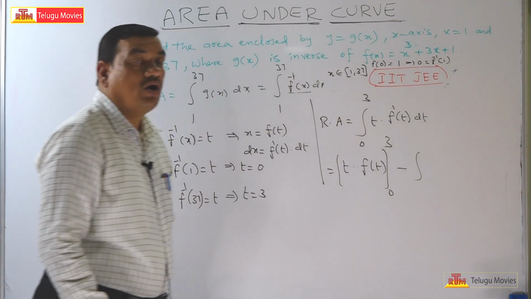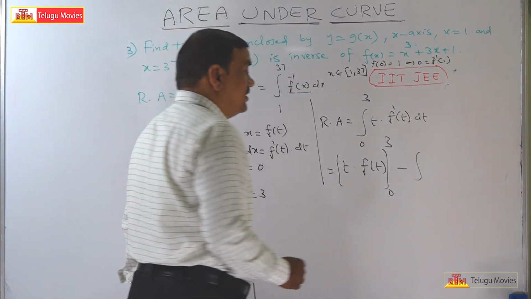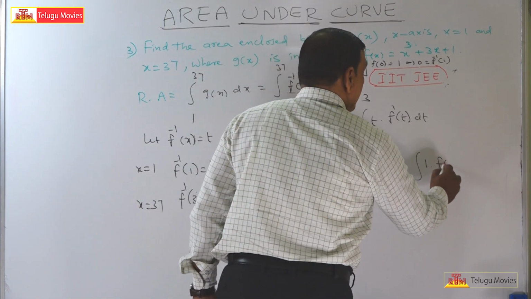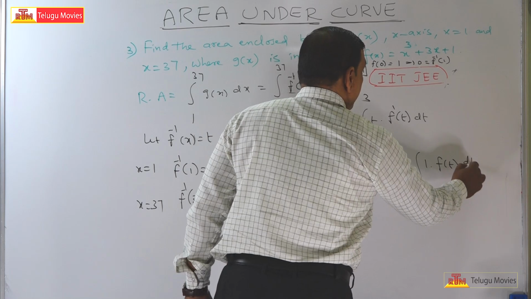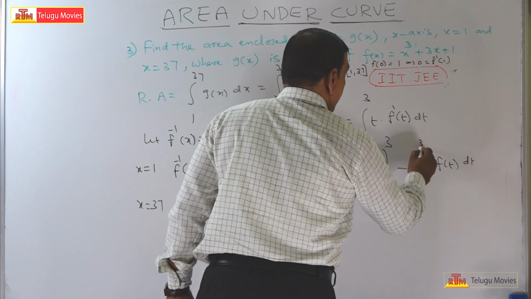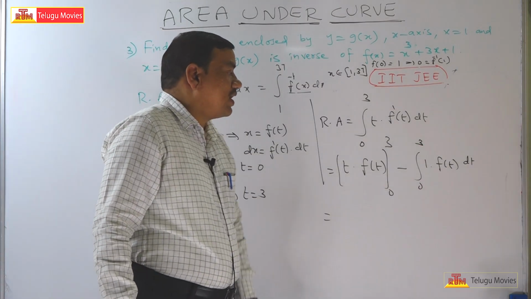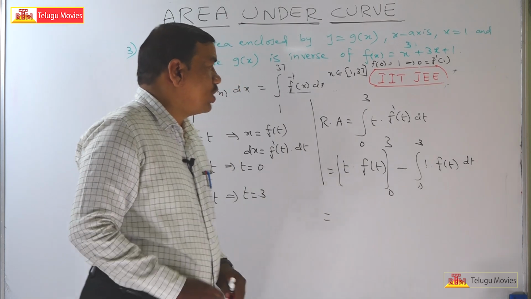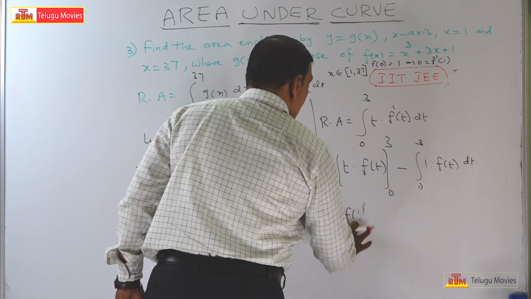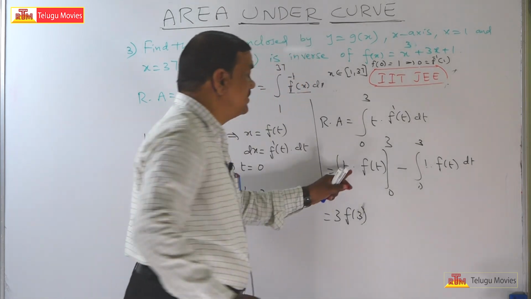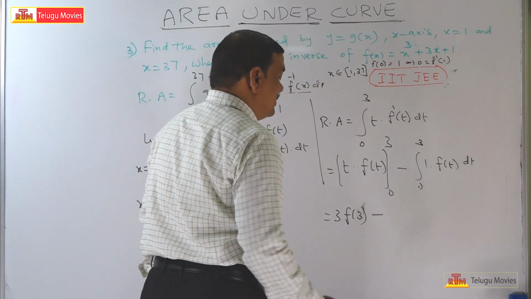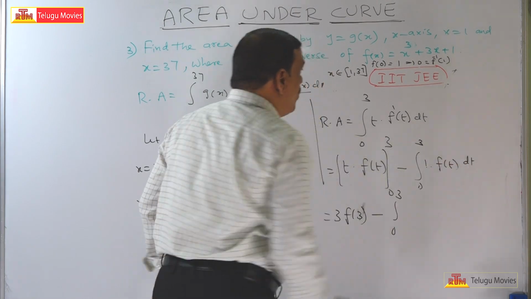Since we took t outside, the derivative of t is 1. Again, the integral of f dash of t is f of t, dt, from 0 to 3. Upper limit, lower limit. So t means how much? This is equal to 3 into f of 3, minus, if you substitute 0, 0 into f of 0, which is 0, minus the integral from 0 to 3 of f of t.